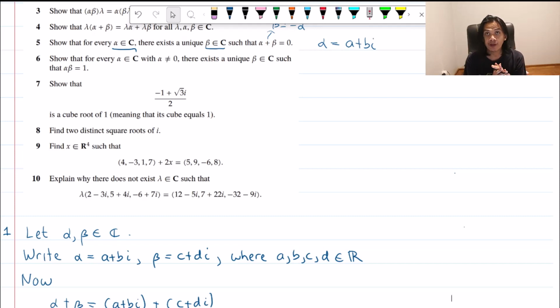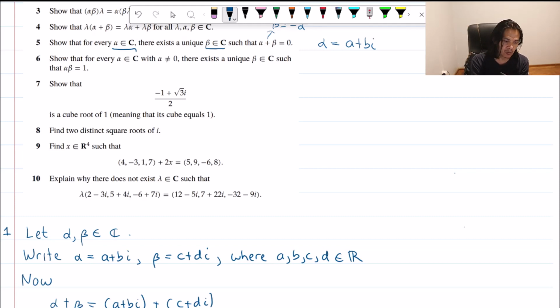Let's continue with problem number 7. Show that this guy, (-1 + √3i)/2, is a cube root of 1.